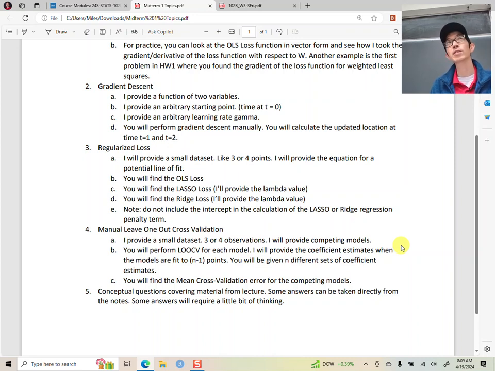Okay? So a little bit like you had a homework problem where you fit, you know, a linear and a quadratic and a log and a log-log model and things like that. So this is just kind of like a miniature version of that, just like 3 or 4 data points, only 2 competing models, but you'll do it by hand rather than using R's lm function and predict. Okay, so just have that.